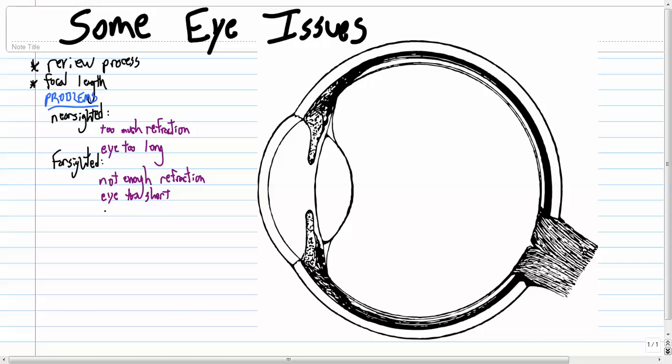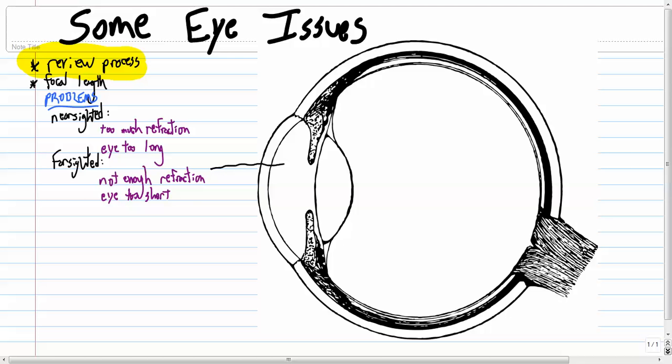Okay, so you're taking a quiz about vision and you're trying to study things that go wrong with the human eye so that you're not seeing things properly. So really quickly, the first thing I want to do is review how it's supposed to happen. What's supposed to happen with your eye is this.